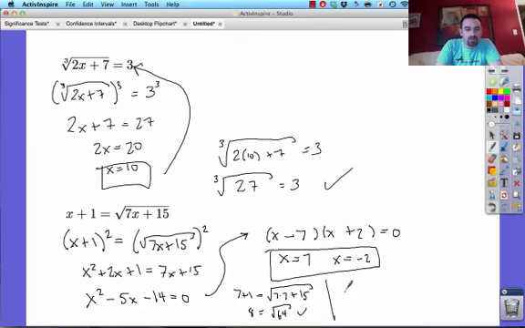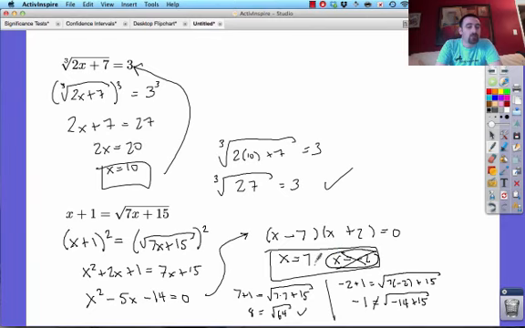Let's try plugging negative 2 in. If I plug in negative 2, I get negative 2 plus 1 equals the square root of 7 times negative 2 plus 15. On the left, I have negative 1. We're already looking a little strange here. On the right, I have negative 14 plus 15, which is the square root of 1, but 1 does not equal negative 1. So negative 2, even though when we do our algebra we get it as a solution, does not count as a solution. That's why we have to check our solutions. The only solution to this equation is x equals 7.